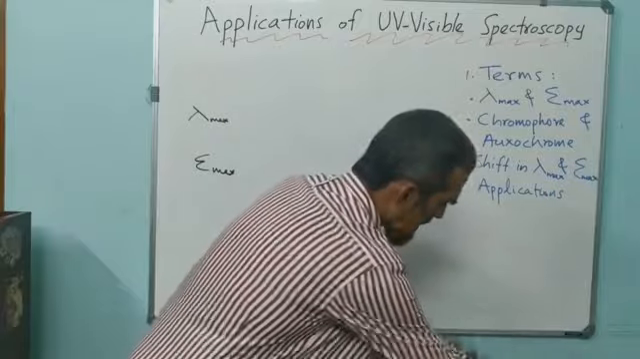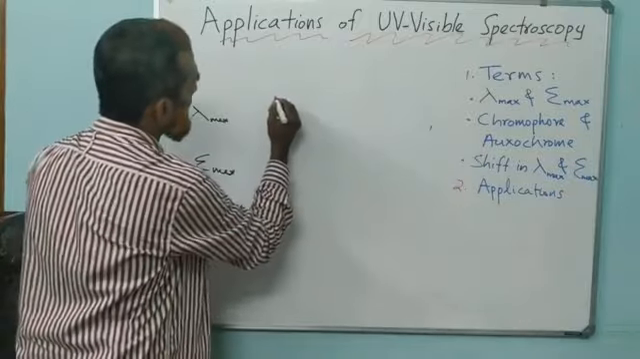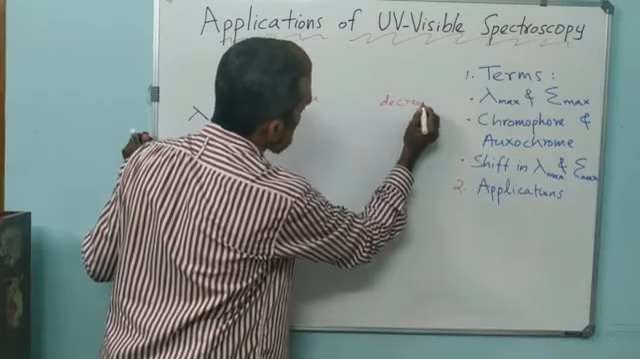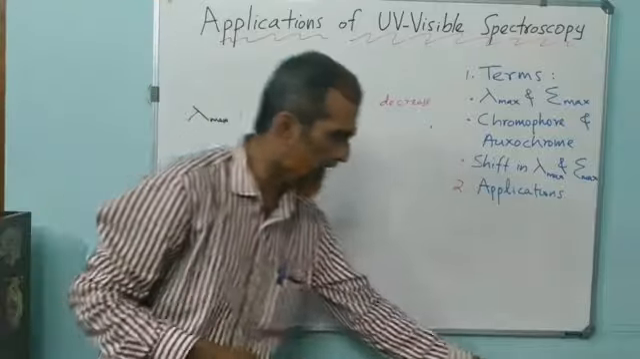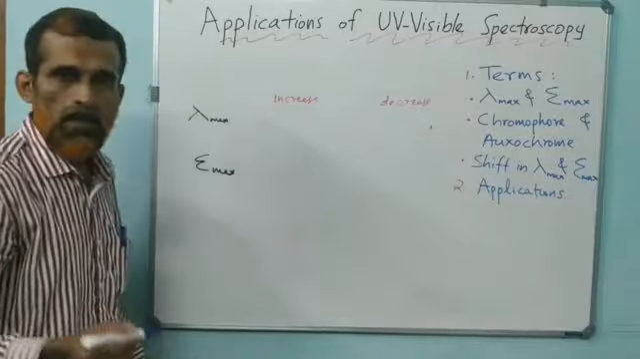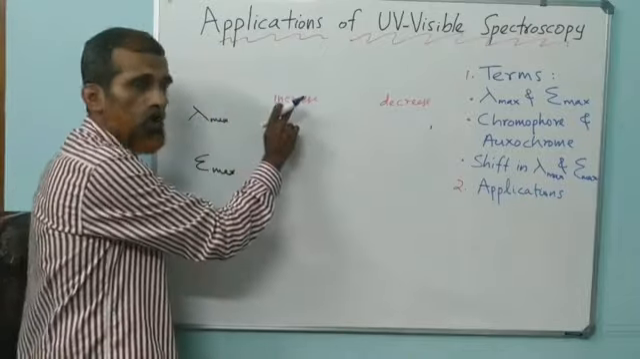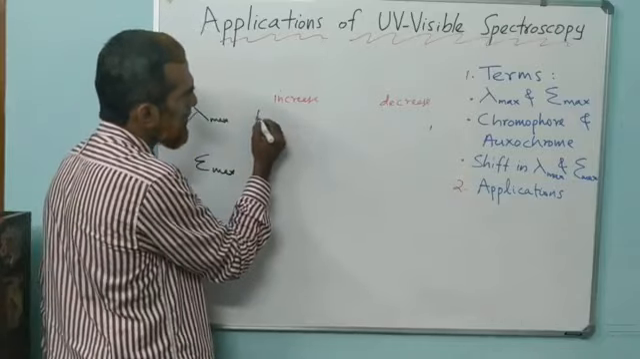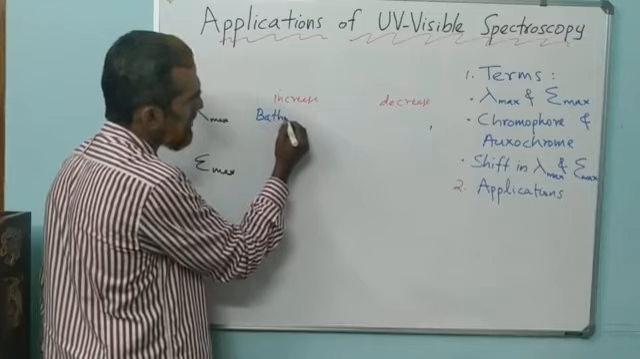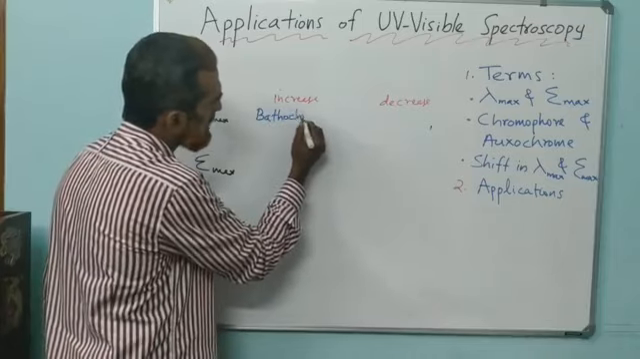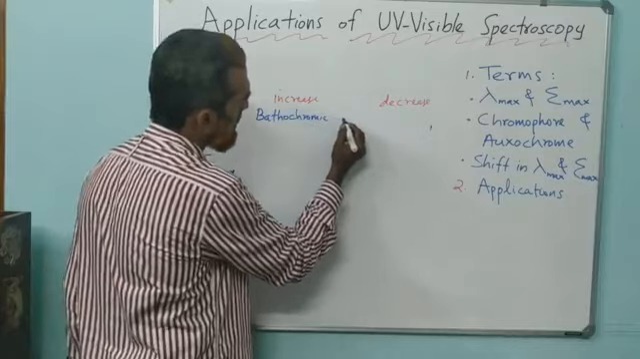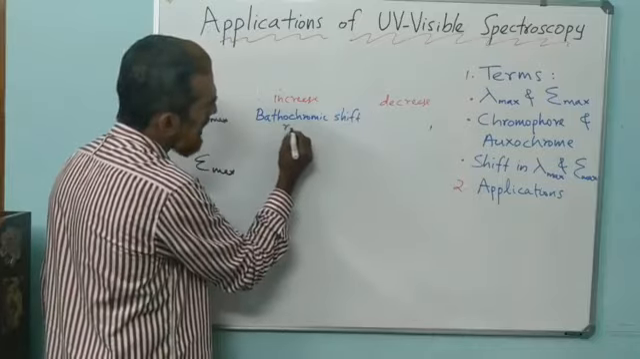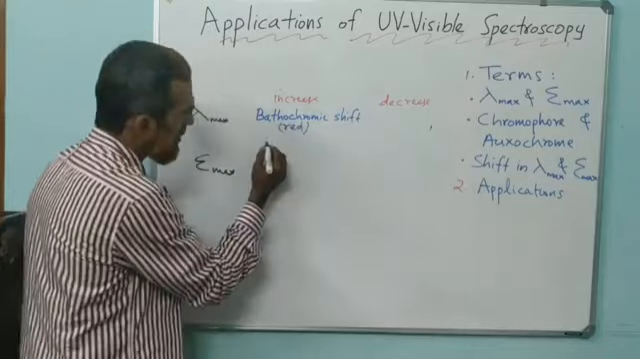When there is an increase in the value or decrease in the value, so there are two types of shifts. Either the value may increase or decrease. See, when lambda max of a compound increases due to various factors, the phenomenon is known as bathochromic shift. You should remember the terms. What is bathochromic shift? Bathochromic shift, or it's also called red shift.